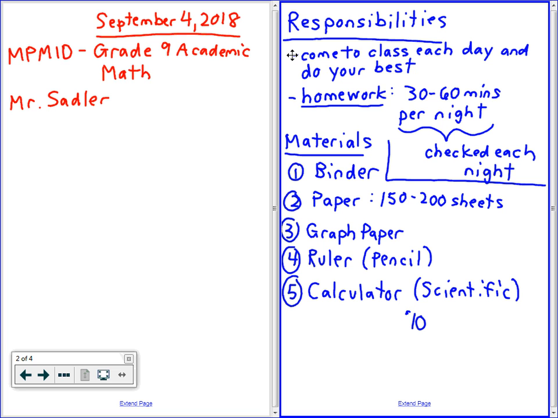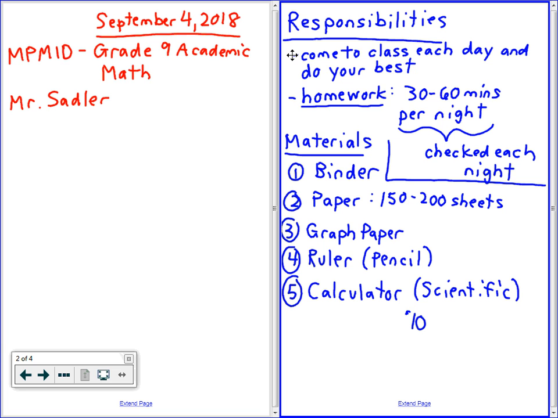No math teacher and no school, no university lets you use your cell phone in math class, and this one is the same way. So if you think, wow, I have a calculator on my phone, I'm going to use that, the answer is no, you're not allowed to use them on tests. You're not allowed to use them on the provincial tests, so you might as well just get used to using your calculator. With that, you'll notice there's no cell phones listed on there. Cell phones are not needed in math class, okay?